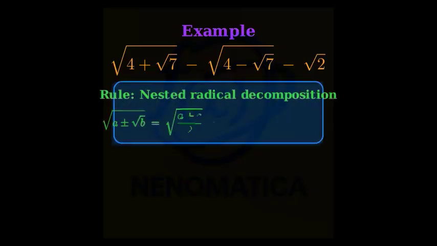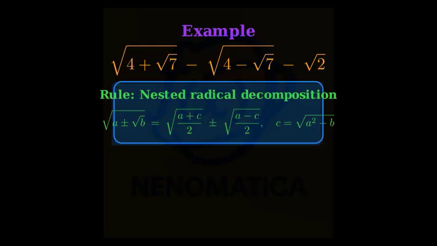For any non-negative numbers a and b, where a squared is greater than b, define c equals the square root of a squared minus b. Then, the square root of a plus square root b equals square root of (a plus c over 2) plus square root of (a minus c over 2). And with a minus sign between, you get the companion formula.